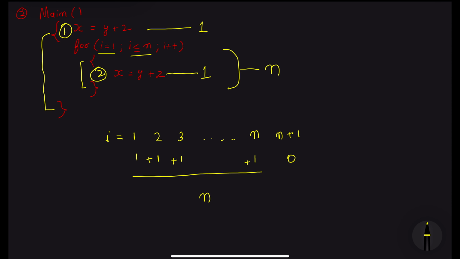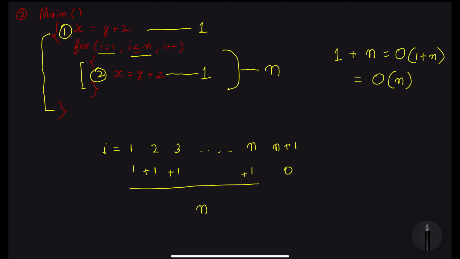So here we can find out the time complexity. It will be the time complexity for the first statement, which is 1, plus the time complexity for the second statement, which is n. So the total time complexity we can write as big O of 1 plus n, which is equal to big O of n.